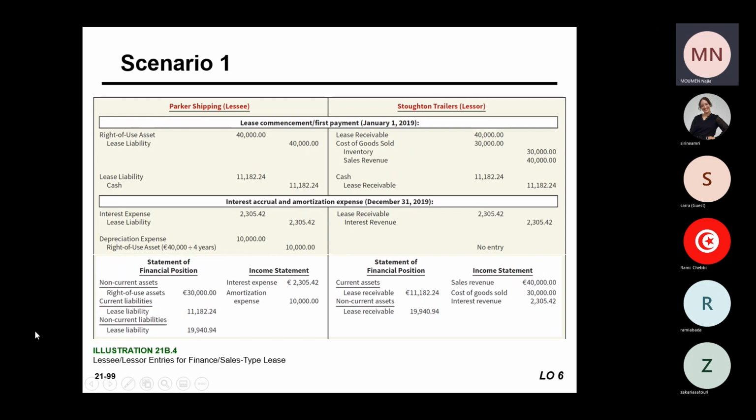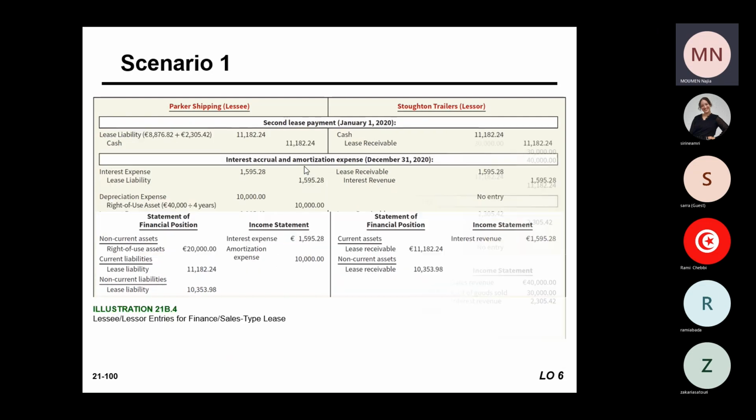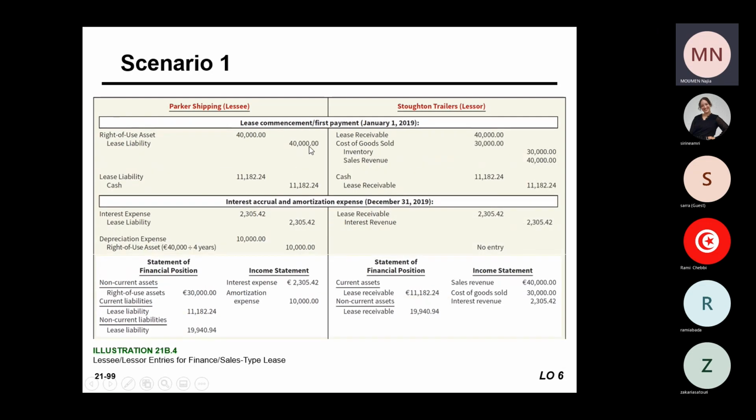So from the lessee perspective, remember, we have to recognize an asset, the right of use asset, and at the same time, we'll have to credit a lease liability. So that's at the date of the commencement. We don't forget that we also make the first payment, so we have to reduce the lease liability by the first payment, and we have to credit cash.